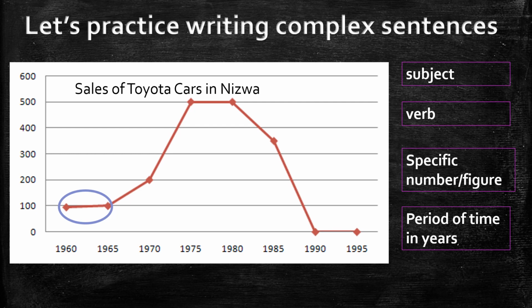Okay, let's start writing complex sentences. Now for the first graph, a particular year or a trend is highlighted with a blue circle, and on your right you have the sentence structure. Use that sentence structure to write the sentence about this trend by pausing the video. Once you are done, play the video to check your answers.